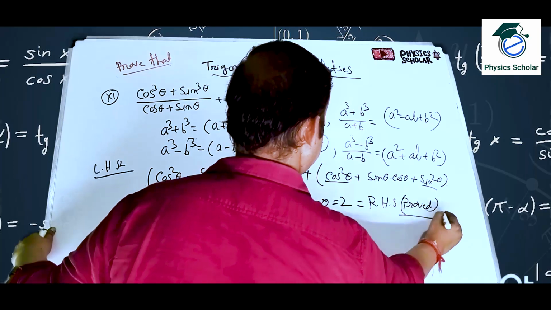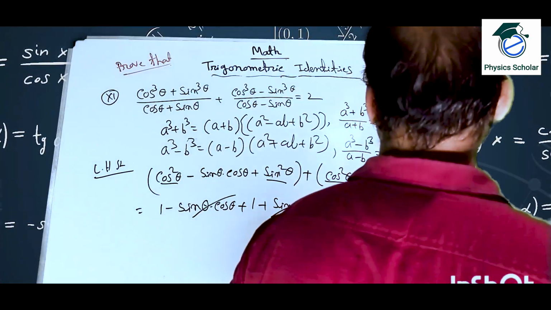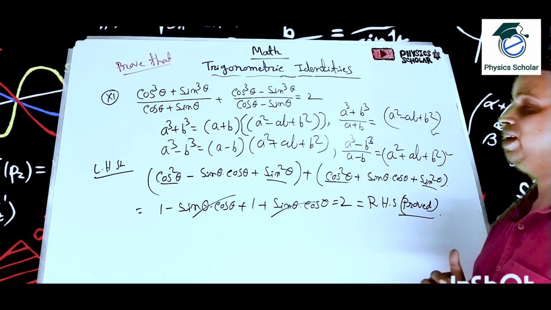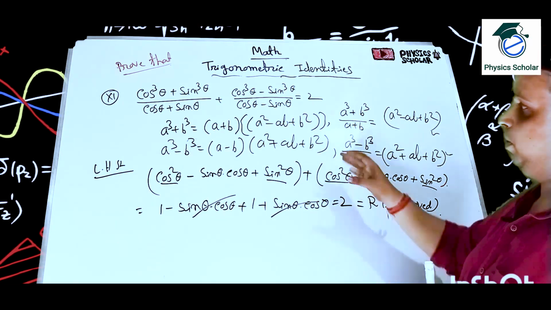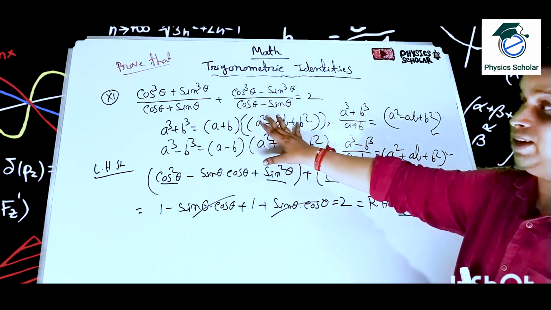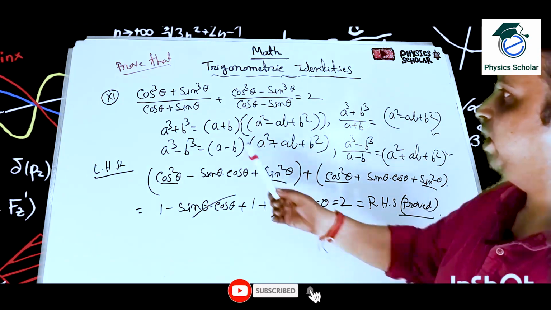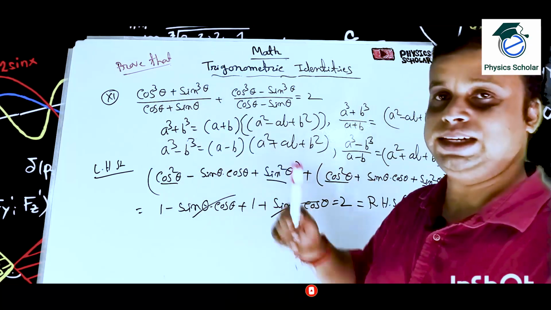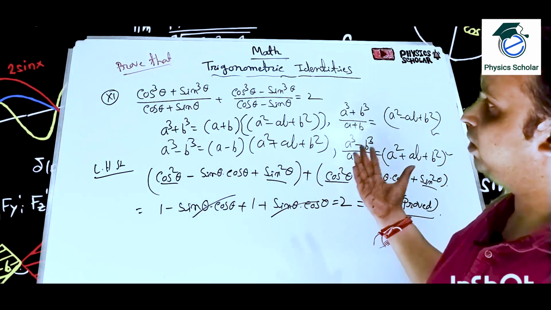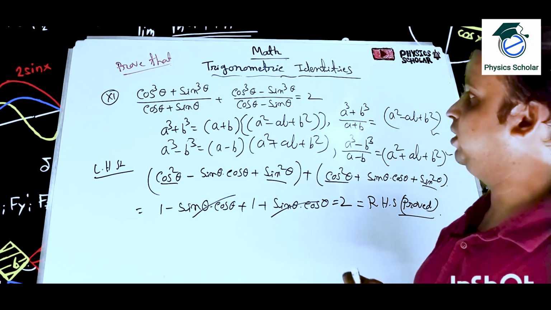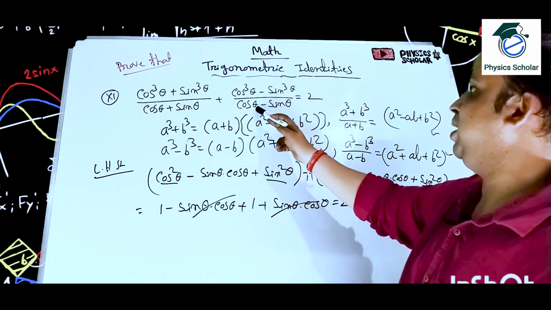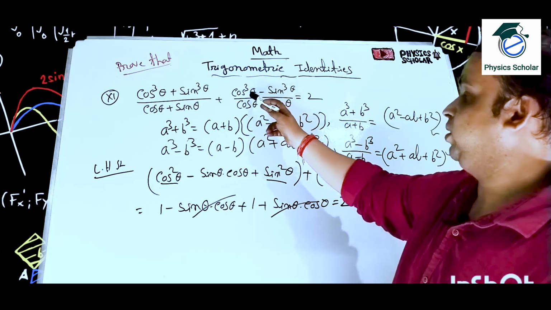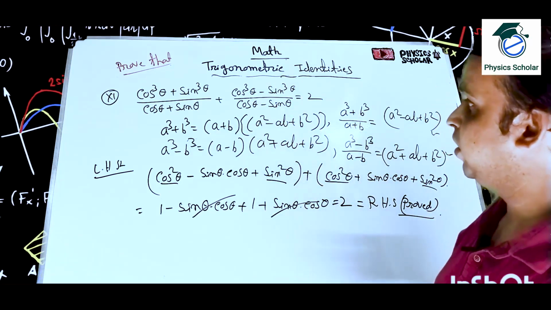Proved. Clear? So students, this formula you have to apply. Otherwise these sums will be difficult for you to solve. But if you can apply this, it is very easy to solve. Now what is given? (a³ + b³)/(a + b). Here a means cos θ and b means sin θ. That is why (cos³θ + sin³θ)/(cos θ + sin θ). Here (a³ − b³)/(a − b), so (cos³θ − sin³θ)/(cos θ − sin θ). Clear?